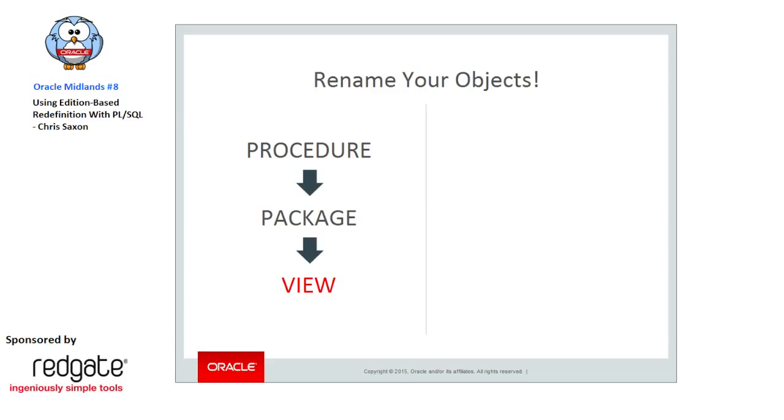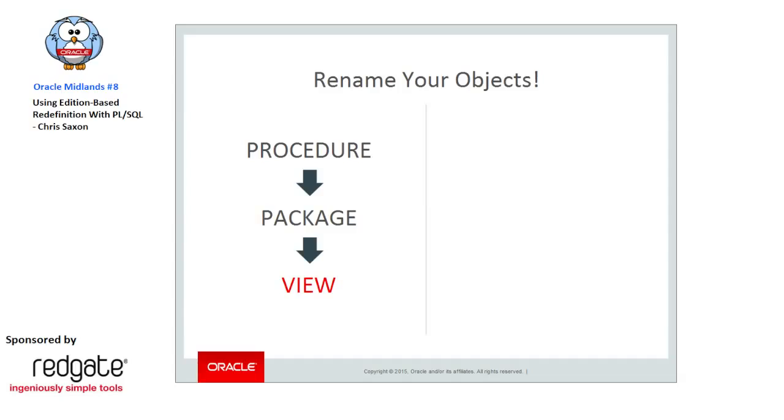So, if we take a really simple view here, we've got 3 objects. We've got a view, which is called by a package, which is in turn called by a procedure. Now, say you want to change the view, and you're only changing the where clause, so you're not changing the columns or the types of the columns.